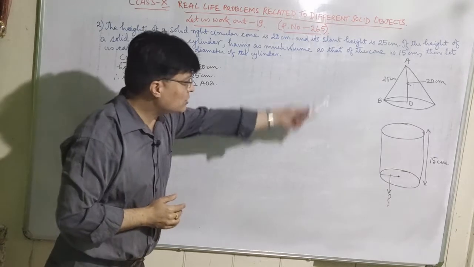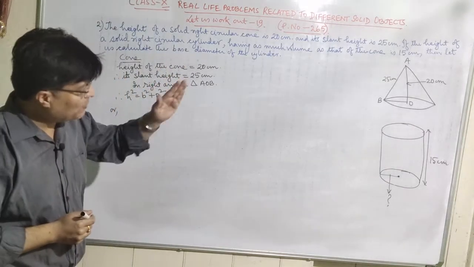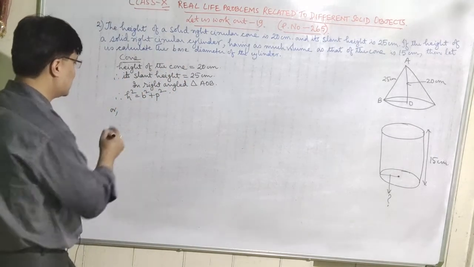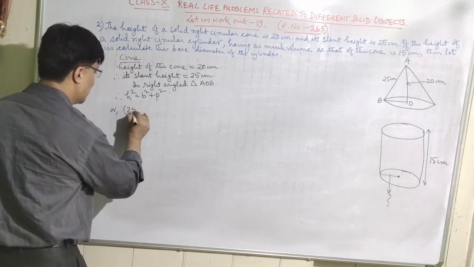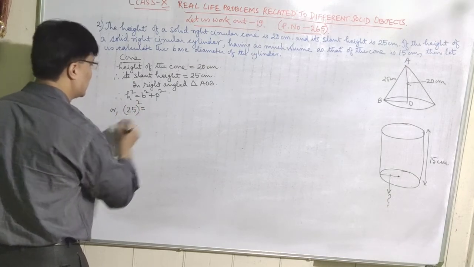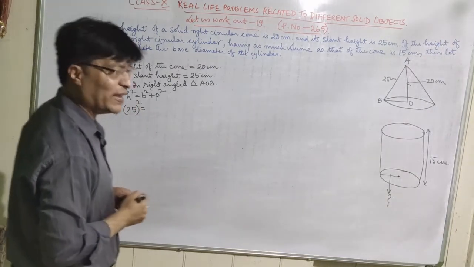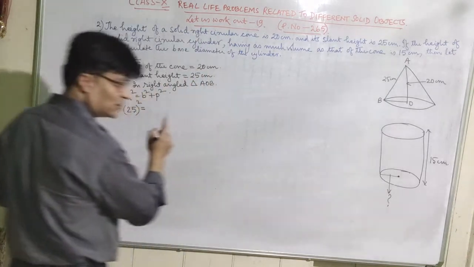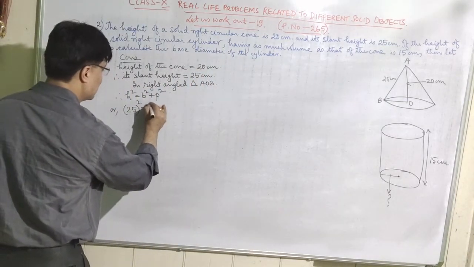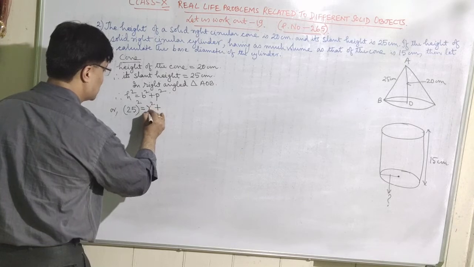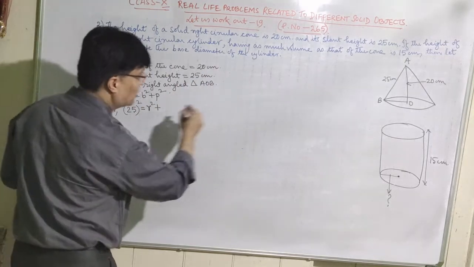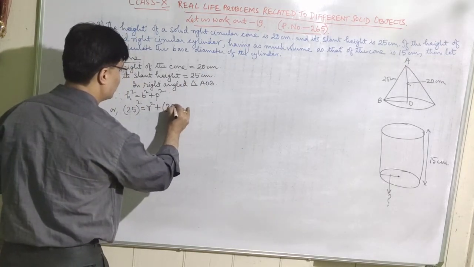Here the hypotenuse is the slant height. AB is the hypotenuse, that is your slant height. So what is h squared? It is 25 squared, which is equal to the base squared, here the base is the radius r squared, plus the perpendicular, that is 20 squared.